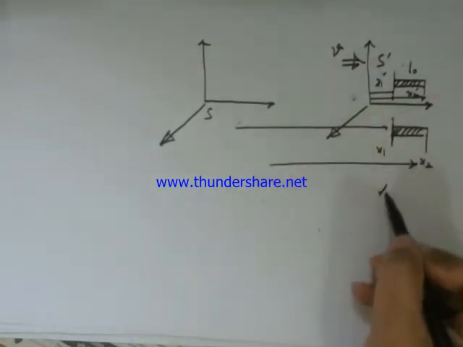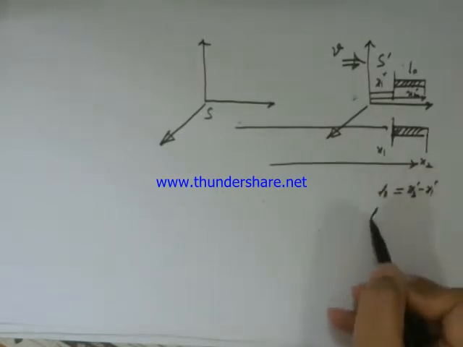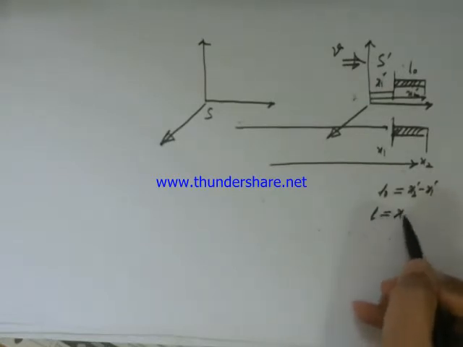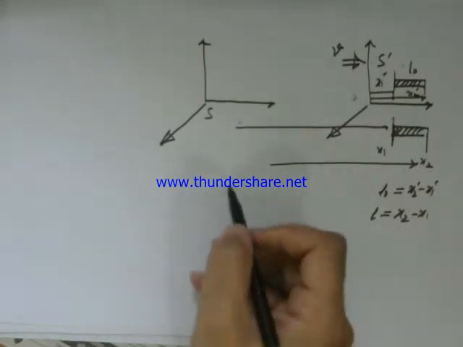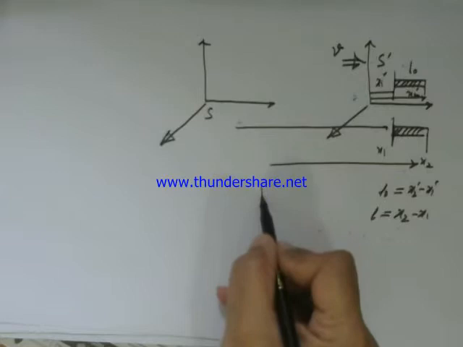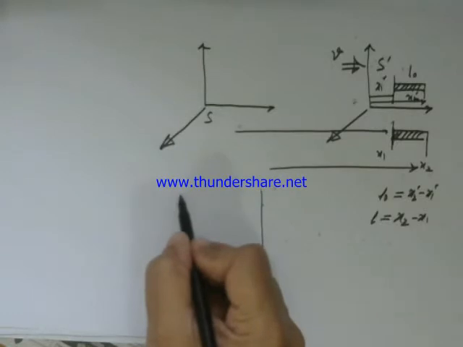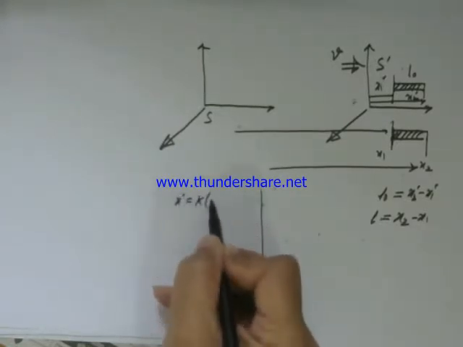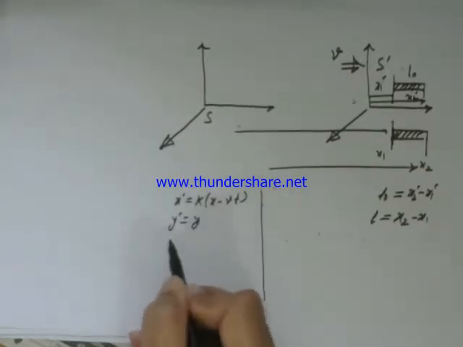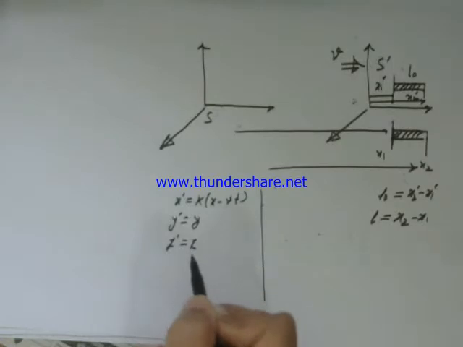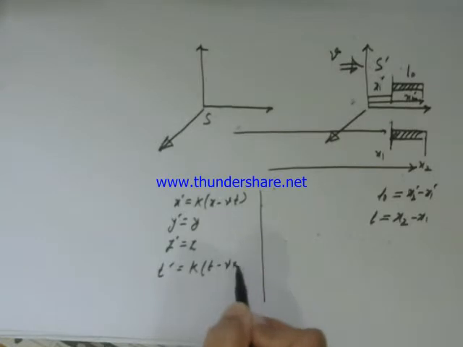The length of the rod in the moving reference frame is x2 dash minus x1 dash, and the length of the rod in the stationary frame is x2 minus x1. Now recall the transformation for the relationship for the moving reference frame. The Lorentz transformation, we know x dash is k times x minus vt. Y dash is equal to y because in y direction and z direction there is no movement. Z dash is z, and t dash is written as k t minus vx upon c square.